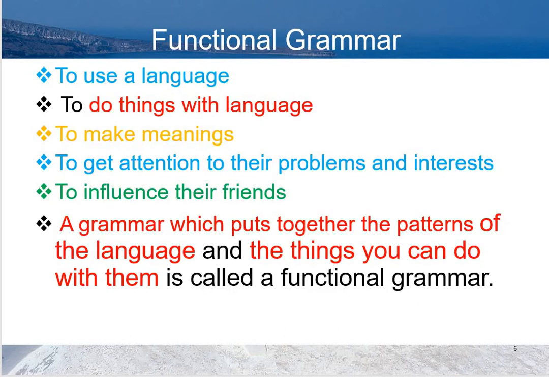Functional grammar: to use a language. What is functional grammar? To use a language, to do different things with language, because language performs different functions and asks people to do different acts for you, to make meanings, to derive meanings from the discourse, from the conversation, to get attention to their problems and interest, to influence their friends. A grammar which puts together the patterns of language and the things you can do with them.